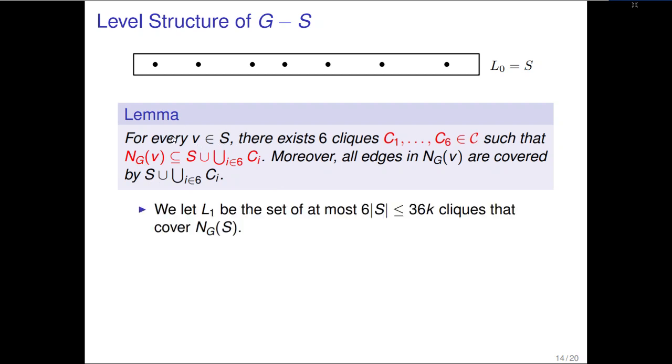The reason is that putting V back into G minus S still results in a line graph. We get that V is in that line graph in 2 cliques, and if it is in some large clique, that large clique has to be covered by 1 clique in C. If it's in a clique of size at most 4 including V, then this triangle might be covered by at most 3 cliques in C. Having this, we can let the first level be at most 36k, or 6 times the size of S, cliques that cover the neighborhood of S and all the edges in the neighborhood of S.